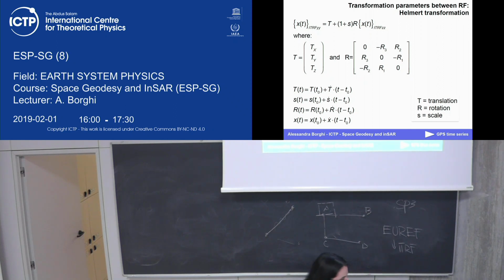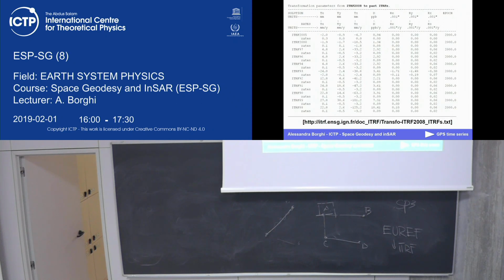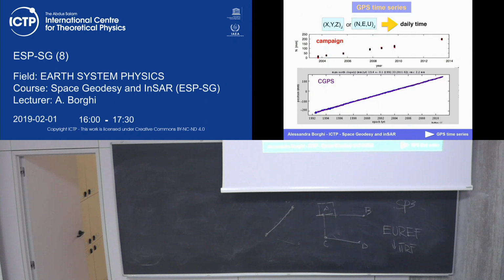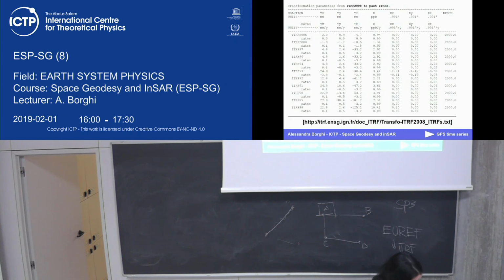These parameters are translation, rotation, and scale factor, but we also use the rates of these parameters: the rate of the translation, the scale, and the rotation. So we have 14 parameters, not just 7 parameters. We also have to take time into account in the definition of the parameters. Okay, we have seen this one on the website. What time is it? Oh, 10 minutes.